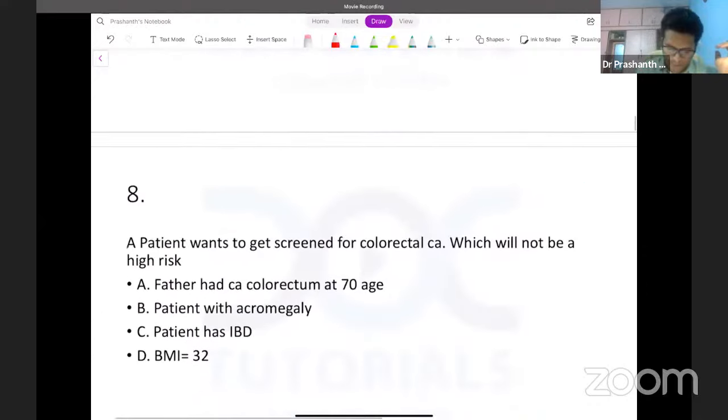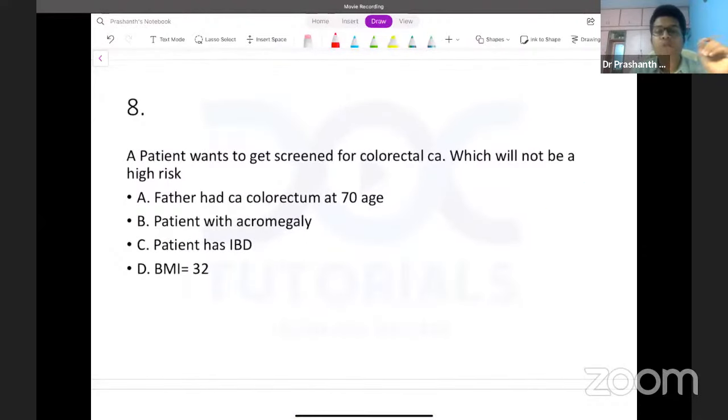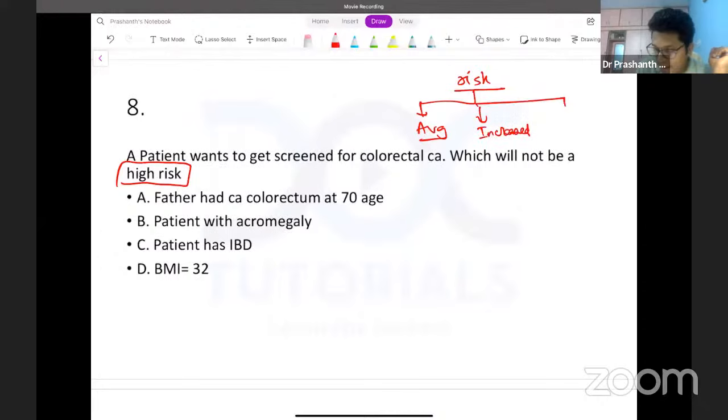Okay. Next question is, a patient wants to get screened for colorectal CA, which will not be high risk. Now, high risk is a key word because risk is again divided into average risk, increased risk, and high risk. Okay, this is the way you classify for colorectal malignancy. So now let's look at the options. Father having colorectal cancer at age of 70, which means it's probably a sporadic case. Okay. Then patient with acromegaly, patient with IBD, increased BMI.